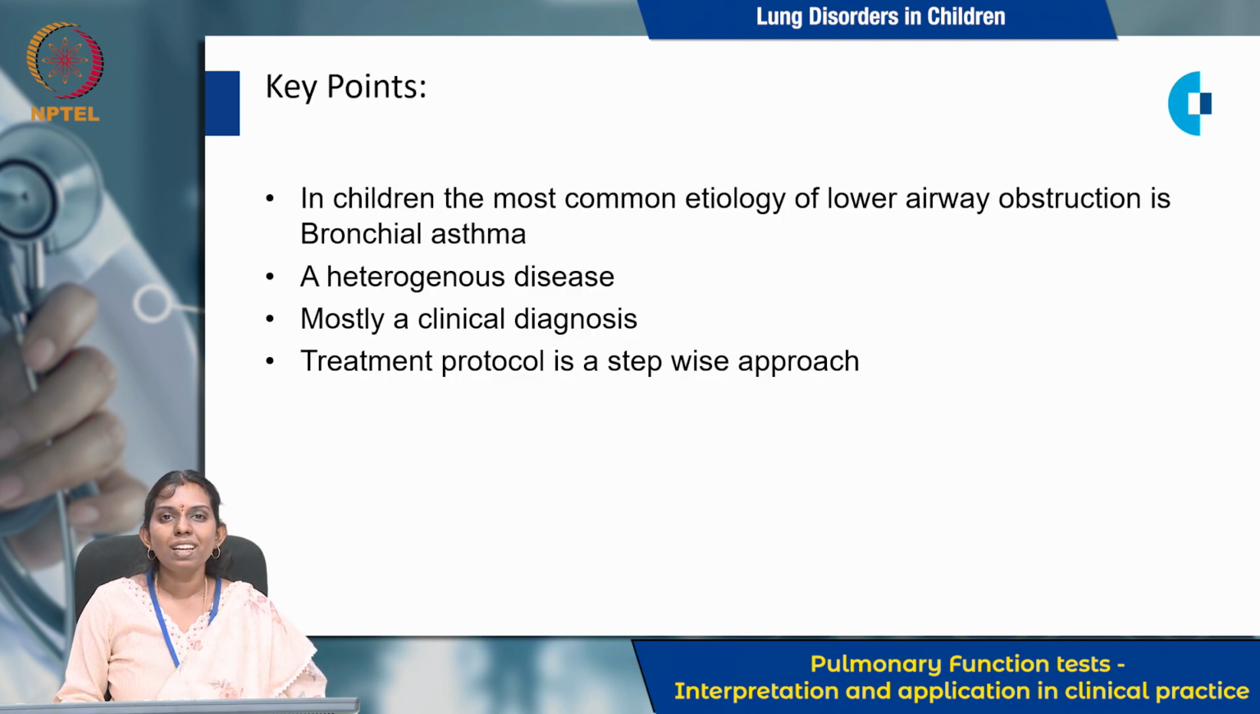So, what are the key points of today's session? In children, the most common lower airway obstruction is bronchial asthma, which is a heterogeneous disease with various asthma phenotypes. It is mostly a clinical diagnosis. There is no single investigation which will yield you a diagnosis, and the treatment protocol is mainly a stepwise approach rather than a single treatment protocol.